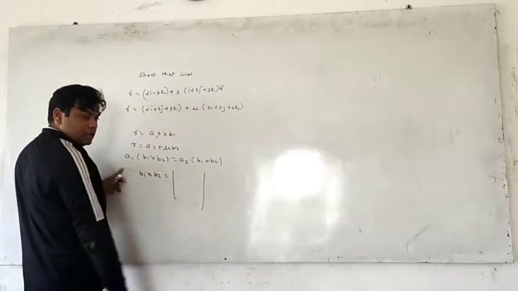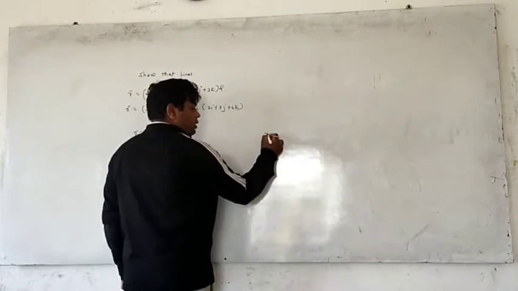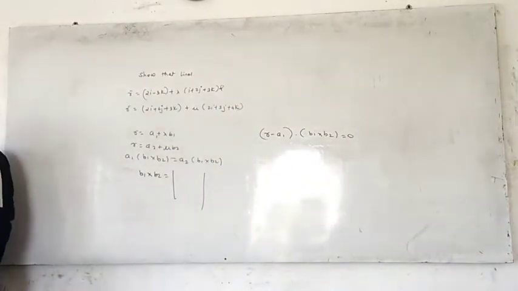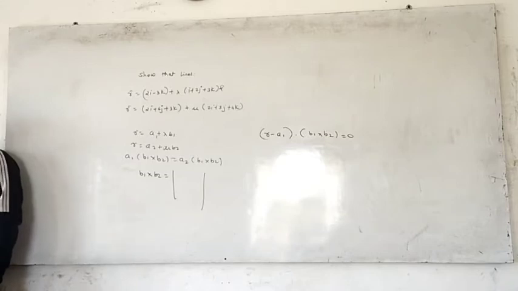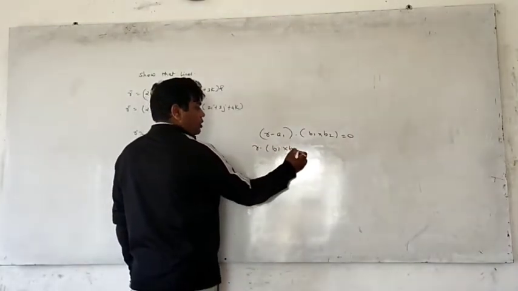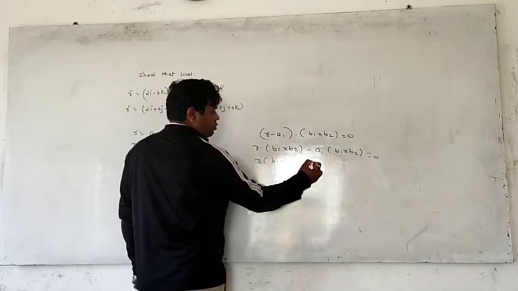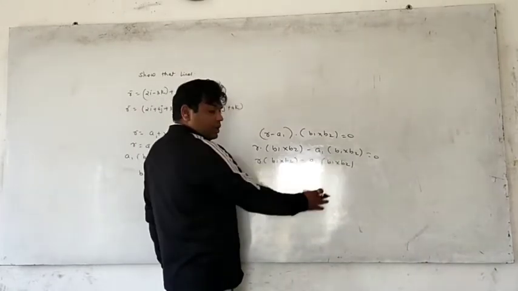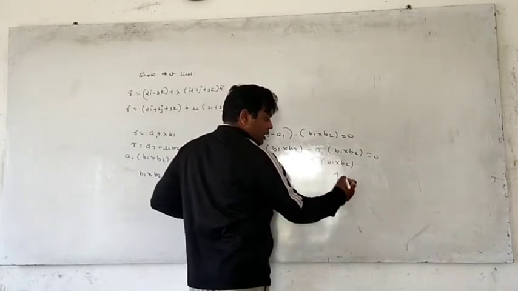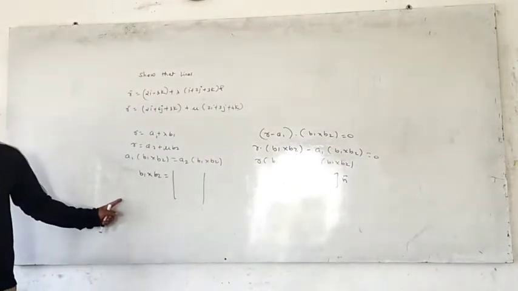If the lines are coplanar, then the equation of the plane is r bar dot b1 cross b2 is equal to a1 dot b1 cross b2. Here b1 cross b2 is the normal vector n bar, so the plane is r bar dot n bar is equal to a bar dot n bar.